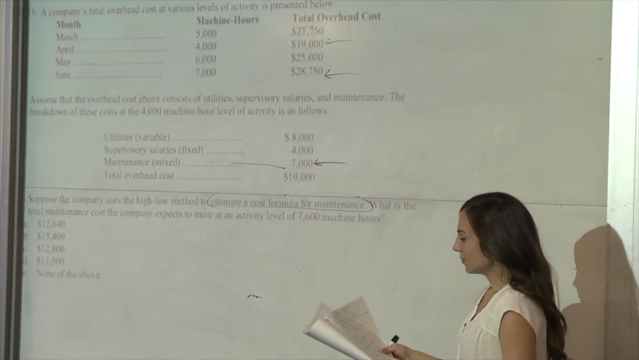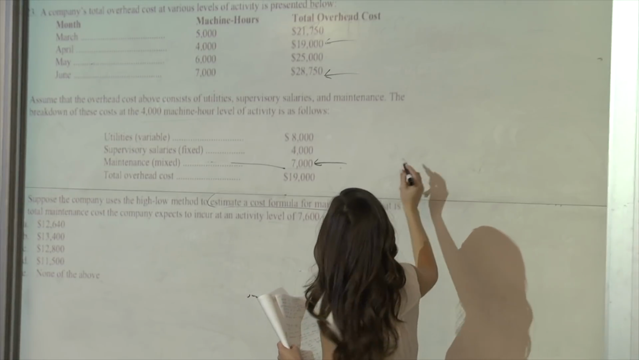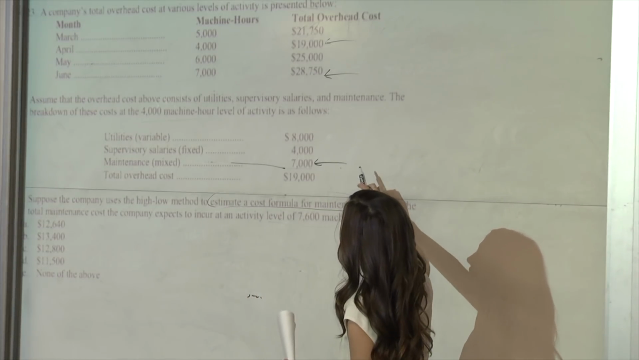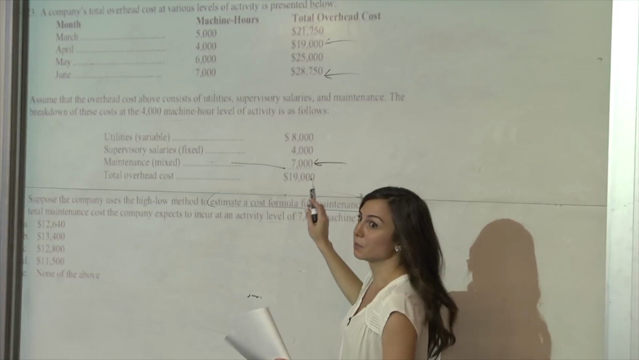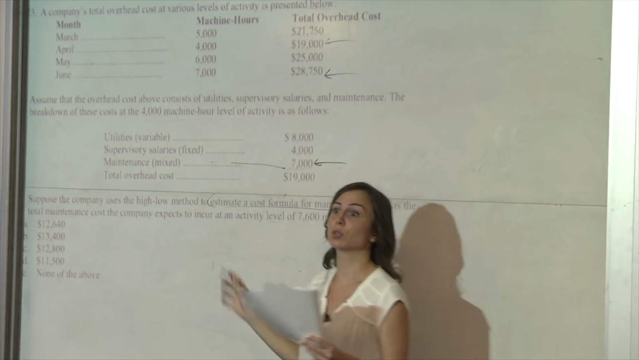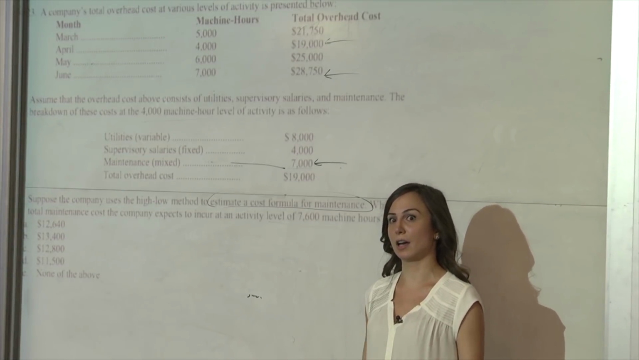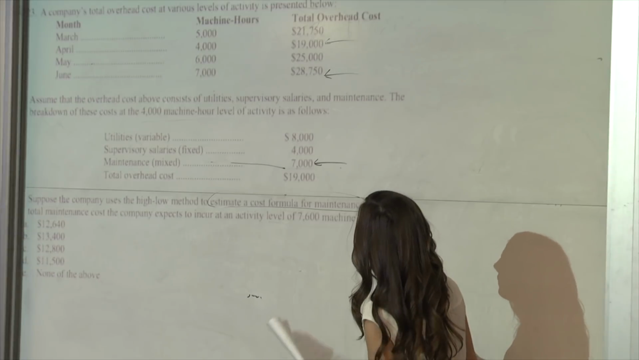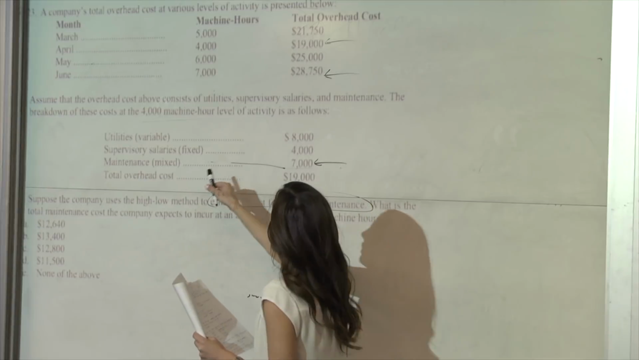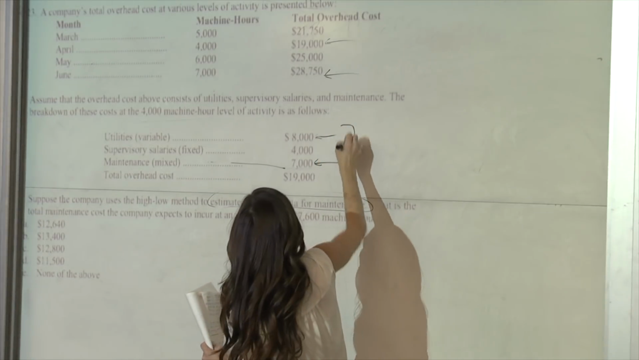So overall, we're going to use the high-low formula, but it's not going to be for the total cost. It's going to be for this maintenance mixed cost. We have it for the 4,000 machine hours, which is the low level. So we want to find it for the high case, because then this allows us to use the high-low method. Okay, so in order to find the variable cost per unit for utilities, these are the components of overhead.